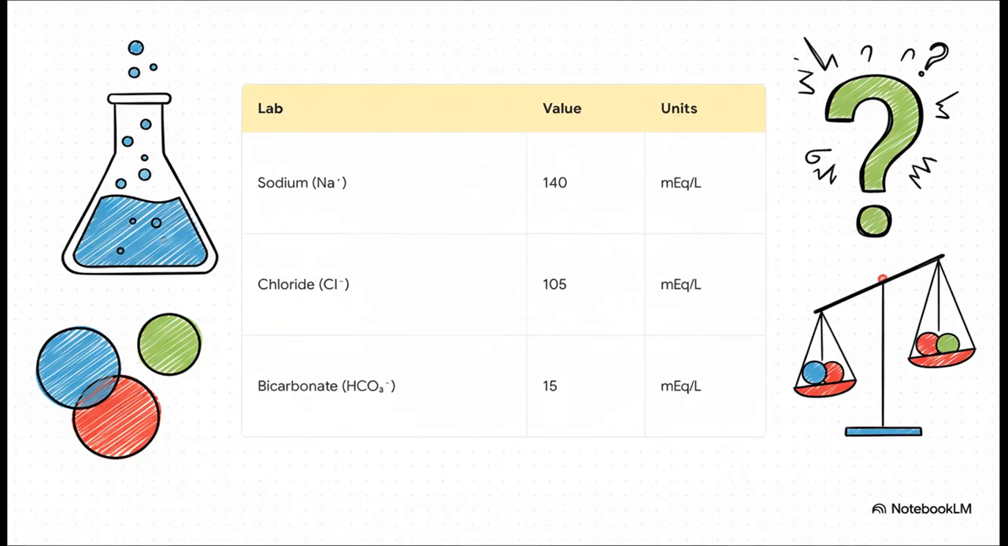All right, here's the data dump. Sodium's 140, chloride is 105, and bicarbonate is down at 15. Now, right off the bat, that low bicarb is screaming acidosis, right? But what kind? And more importantly, is that the whole story? I bet it's not. That's the problem we're here to solve.